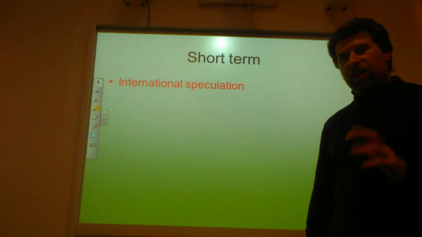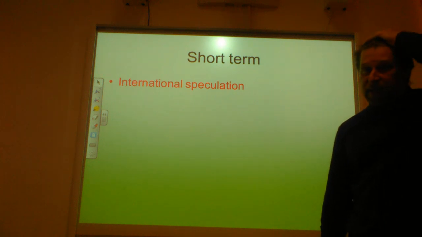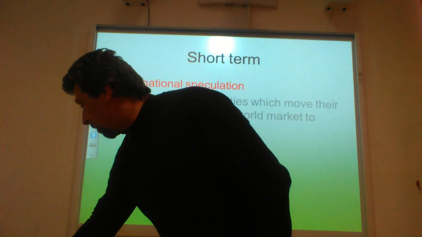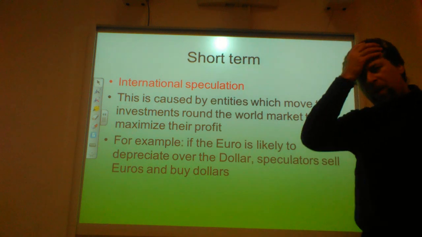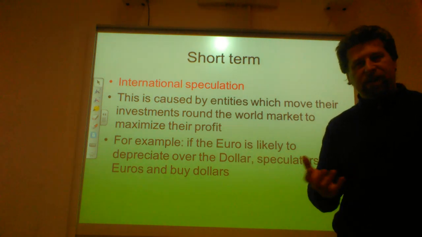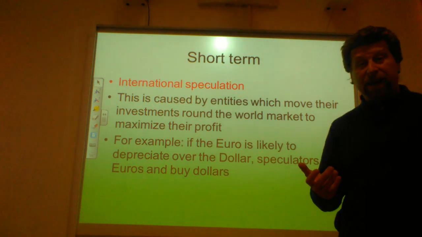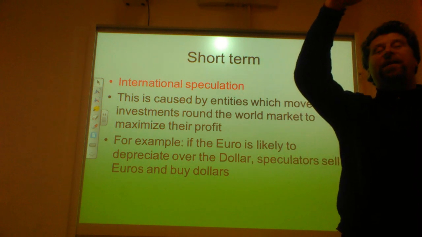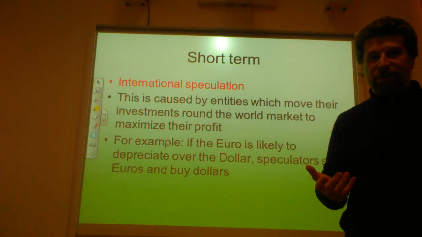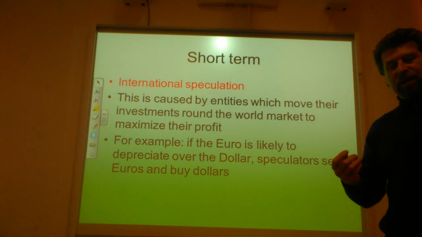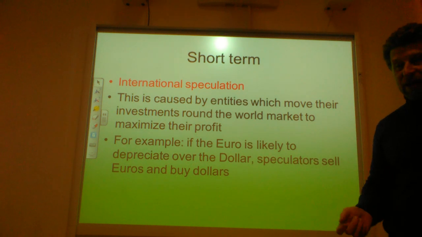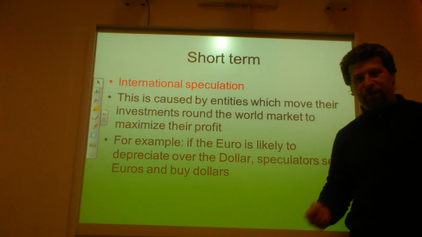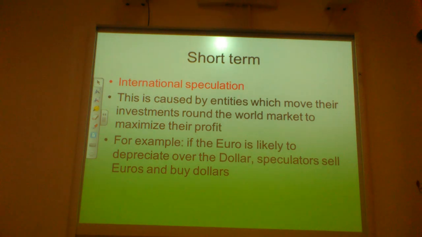Okay. Another short-term influence is international speculation. People buy and sell currency because the values move, and so they can make a profit. If the value is very low and I buy it, and then it goes up very high and I sell it, I've made lots of money. You get speculators buying and selling currency, making absolute fortunes just for this activity.